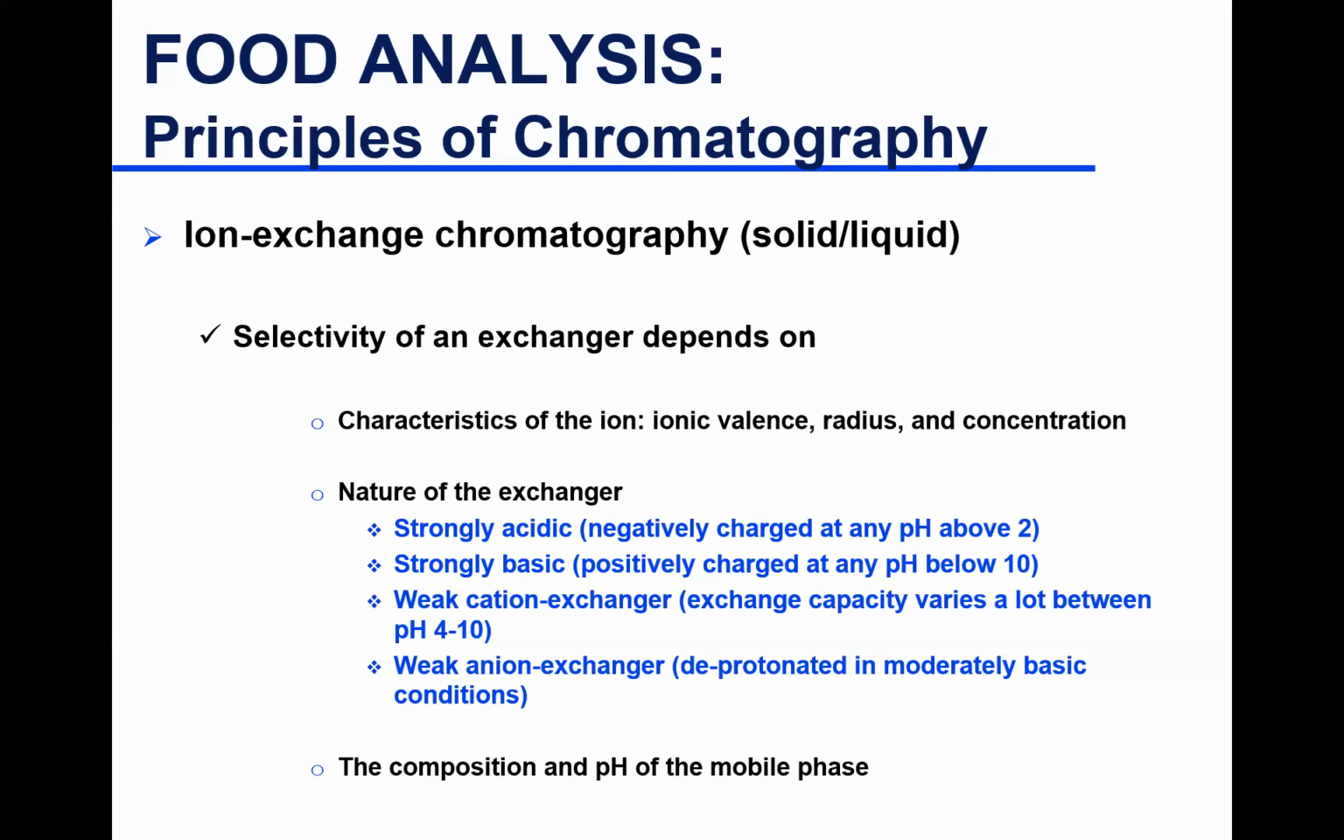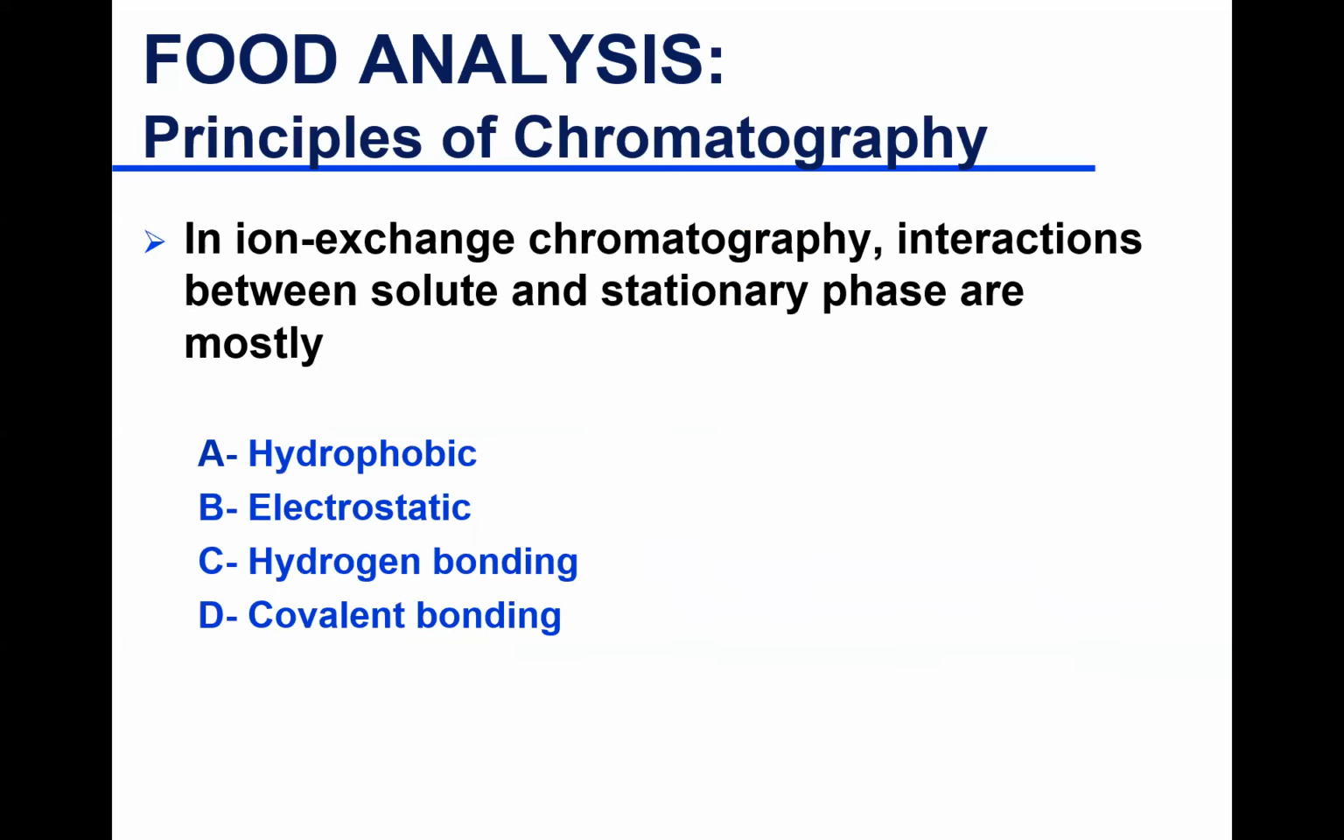Now, for the negatively charged components, if you decrease the pH over time during the elution, they're going to capture protons. So they're no longer negatively charged, so they move along your column. So when you change the pH, you change the ionization state of your components. Good. So in ion exchange chromatography, interactions between solute and stationary phase are mostly electrostatic. Just making sure that you are awake and you know what we're talking about.